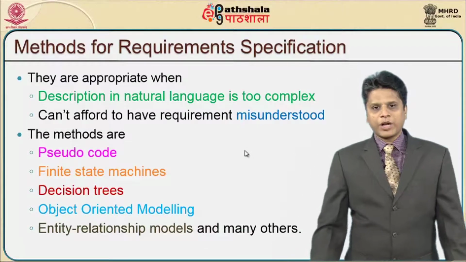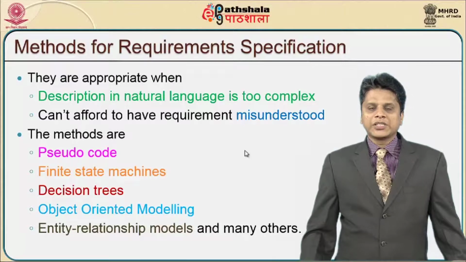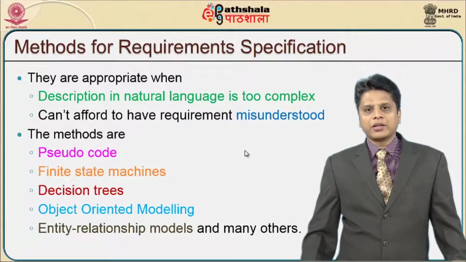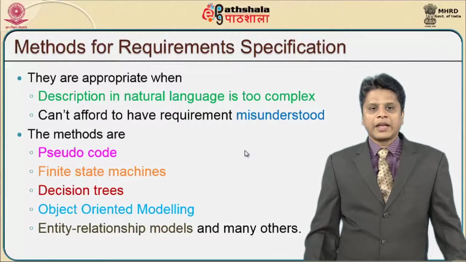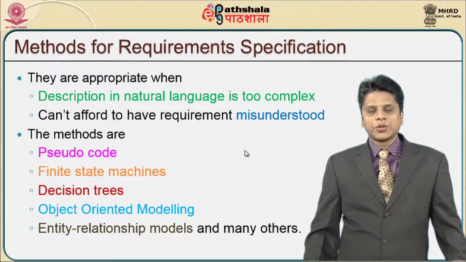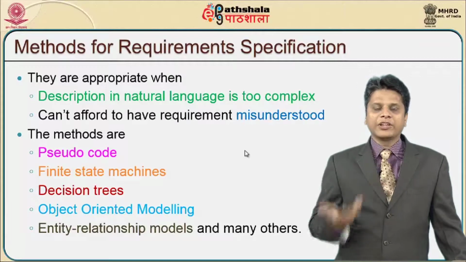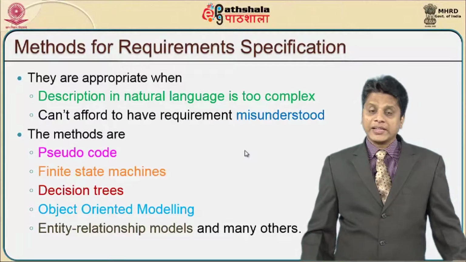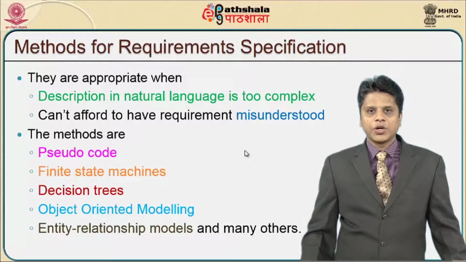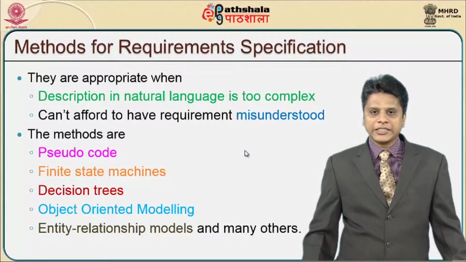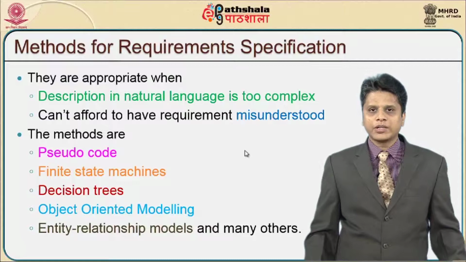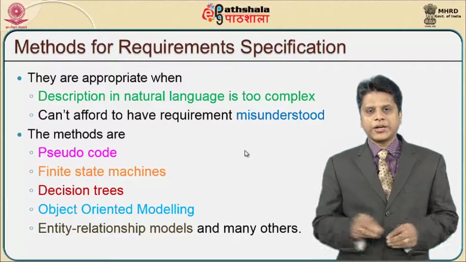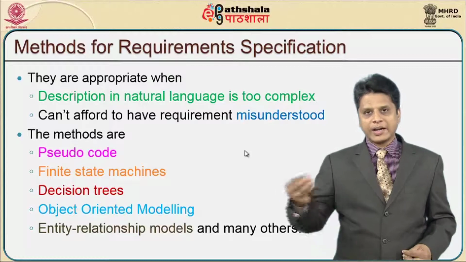Some of the methods for requirement specification include, so this requirement specification will be appropriate when the description is in natural language and it is not too complex, and it cannot afford to have requirements that are misunderstood. So methods like pseudocode, finite state machines, decision trees, object-oriented modeling, entity relationship models, and many other methodologies would give a clear understanding to the stakeholders on what is to be developed. So we can just sketch a diagram, making ourselves very comfortable in understanding those requirements.